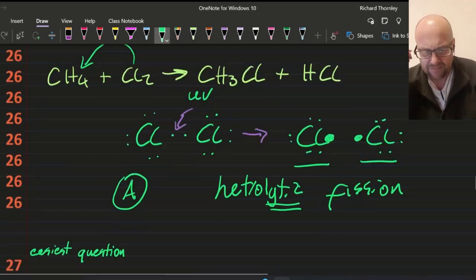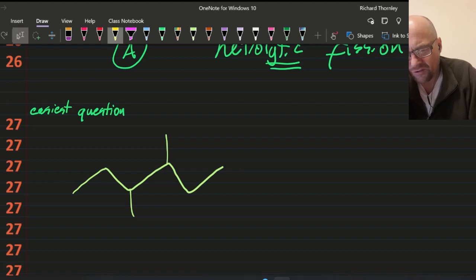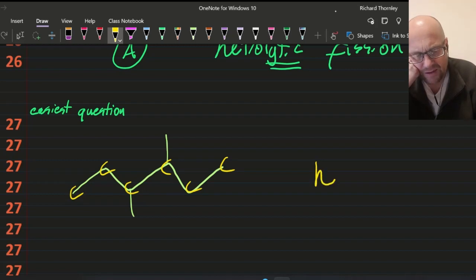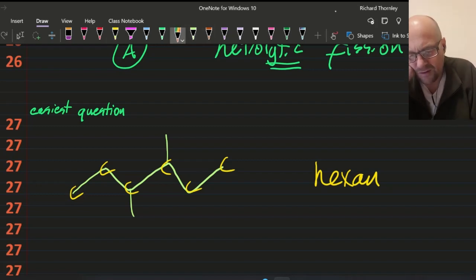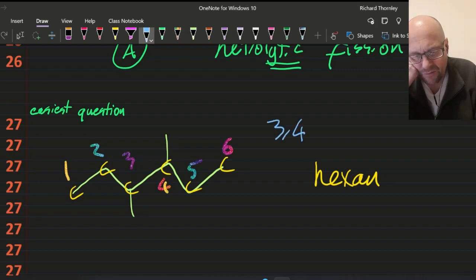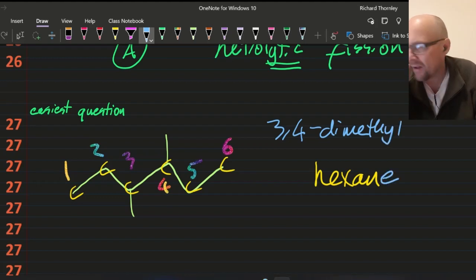27, what's the name of that one? Everyone got that. So what's the longest chain? 1, 2, 3, 4, 5, 6. So that's going to be hexane. I want to get the lowest numbers. Oh, that's generous. It doesn't matter which end you count from. I'll count from this end. 1, 2, 3, 4, 5, 6. So there's something on the 3 and there's something on the 4. There's a couple of methyl groups. So 3,4 dimethyl hexane. Which is D. 27D.